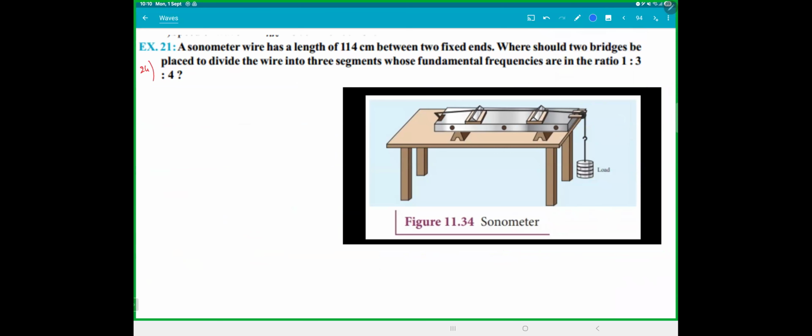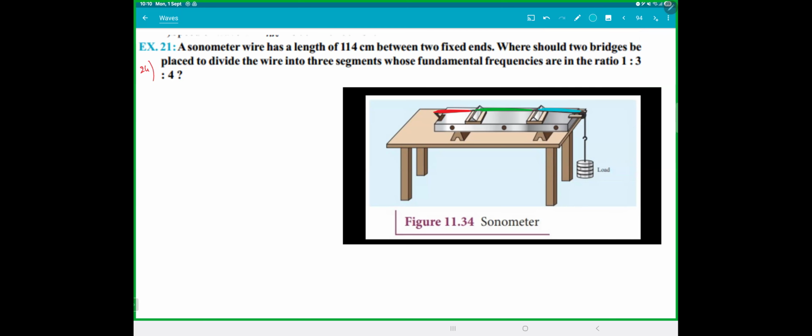A sonometer wire has length 114 centimeters between two fixed ends. There are two bridges placed to divide the wire into three segments. Meaning when you keep these two things, this is one string here, I'm marking in red. Then I'm marking one in green, so this becomes the second string. I'm marking in sky blue, that becomes the third string. So you created three strings.